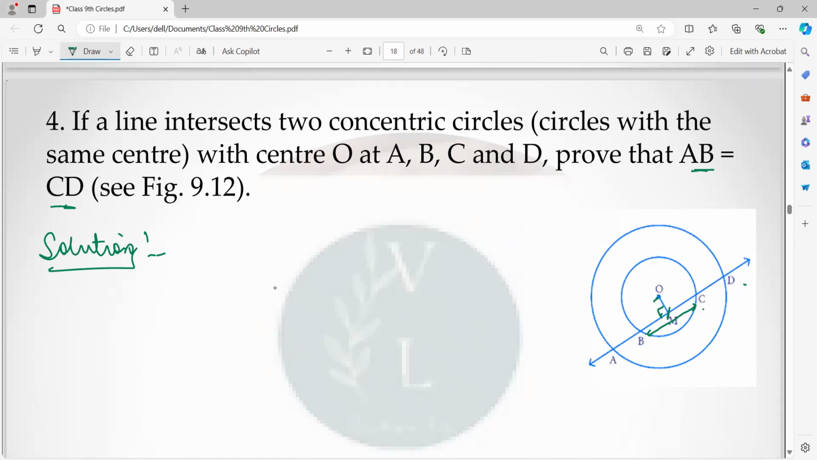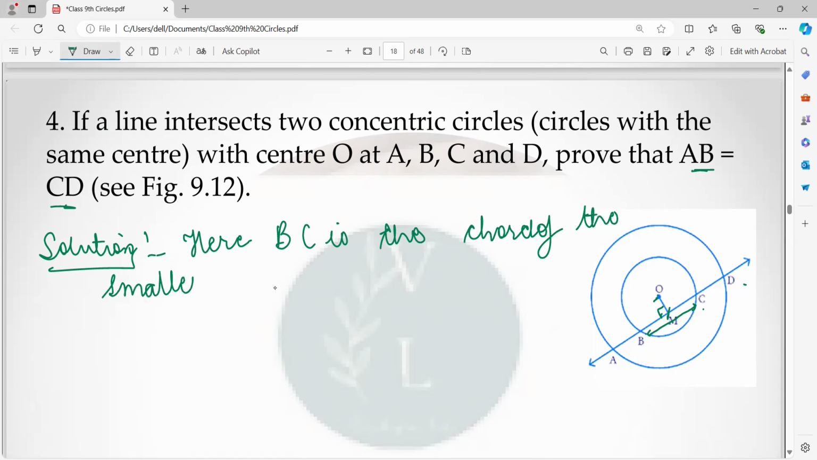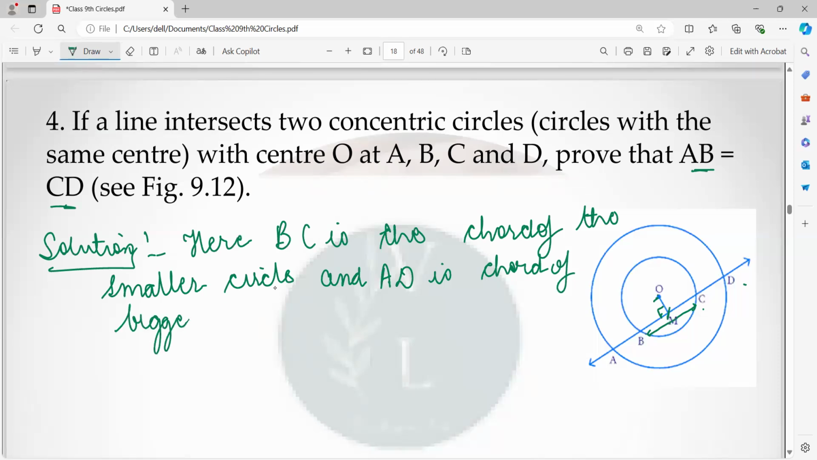So first of all, what we'll write, what is given? So we have given the two chords. BC is the chord of the smaller circle, and AD, chord of bigger circle. All right. Now, what we need to prove? We need to prove that AB is equal to CD. So let's start our proof.